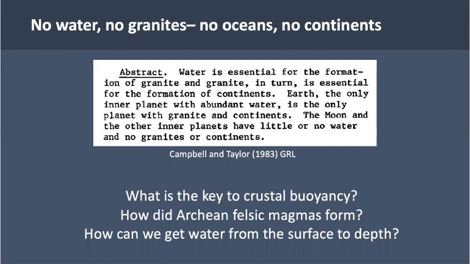A critical part of that ties back to the Campbell and Taylor paper and thinking about having water in the source to these magmas. An important constraint is, how do you get water into the source? How do you get water back to depth in the earth such that it can participate in melting? Once you have a sufficient amount of buoyant crust, it will be gravitationally stable and can resist destruction through subduction. That's how we actually get continents and maintain them on the earth.